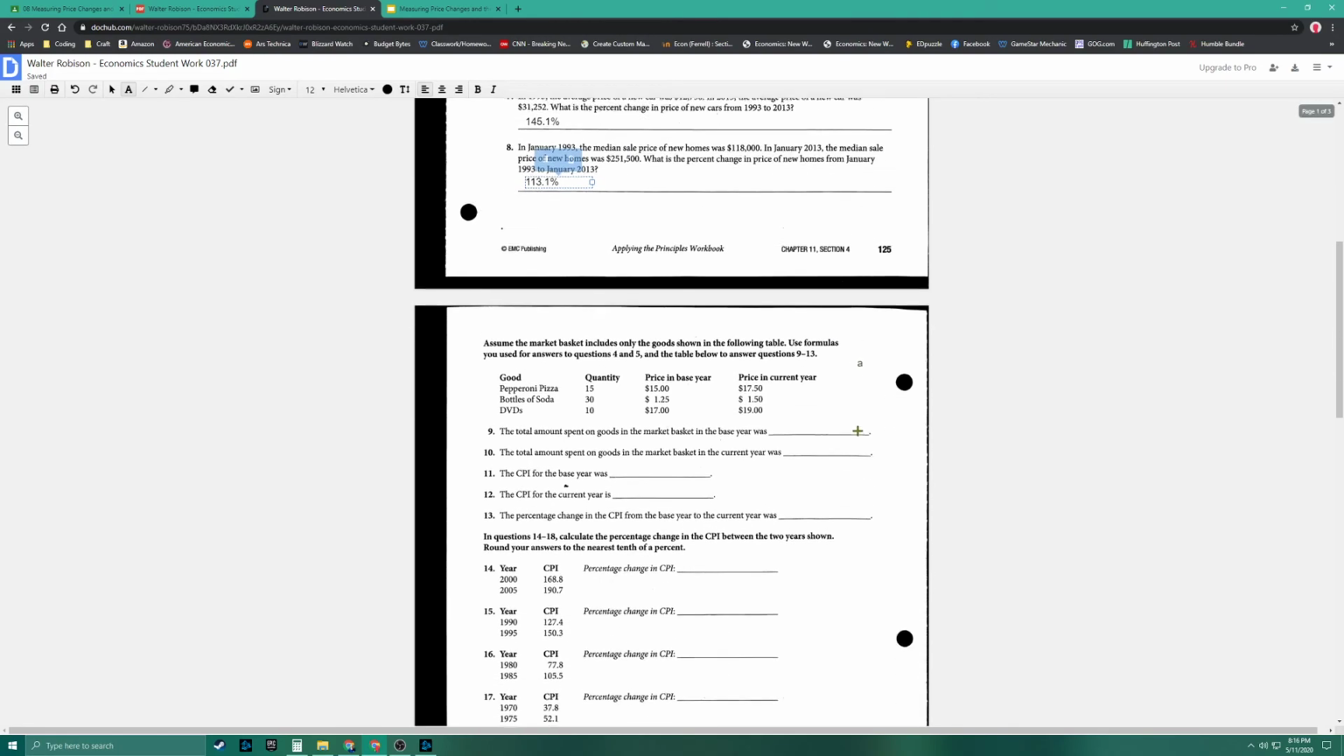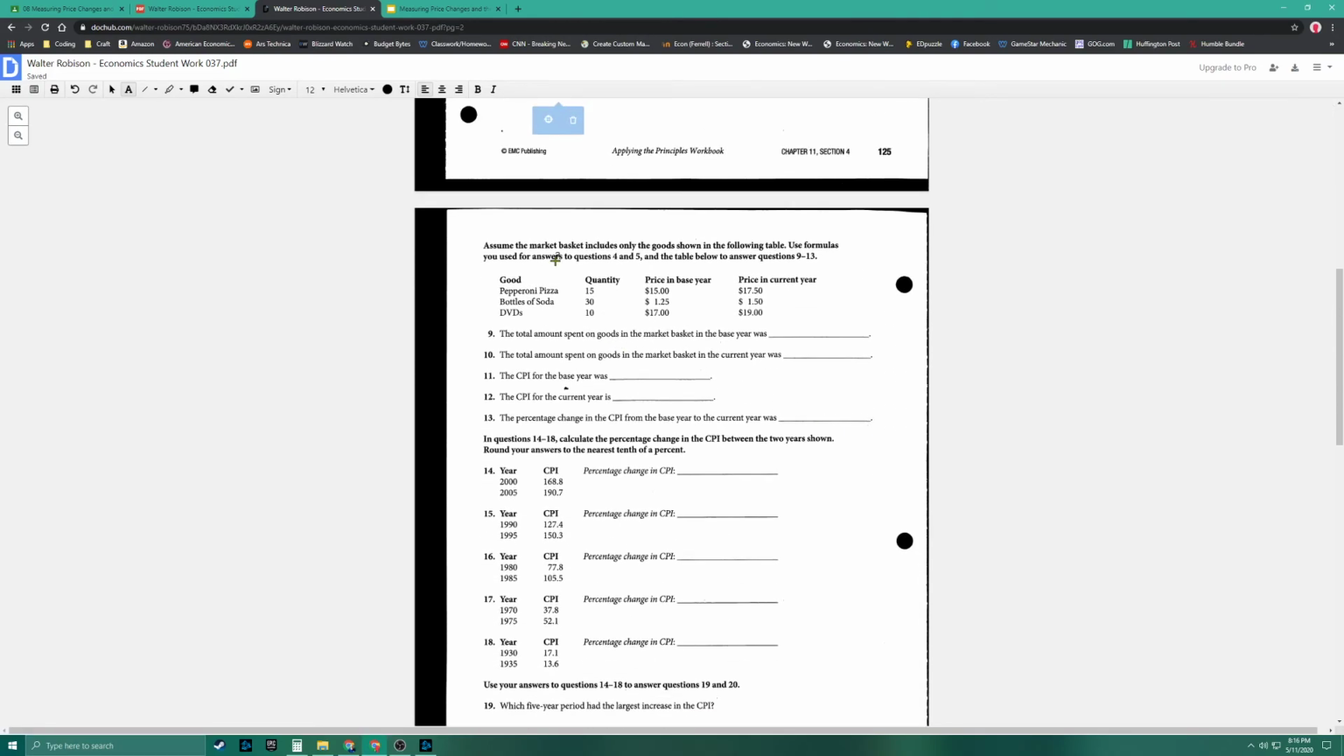All right, now looking down here, it says assume that the market basket includes only the goods shown in the following table. Use formulas that you used for answers to questions 4 and 5 in the table below to answer questions 9 through 13. So we're looking at pizzas, pop, and DVDs. It wants to know what's the total amount spent on goods in the market basket in the base year. Okay, so this is the base year. All right. So how do we do this?